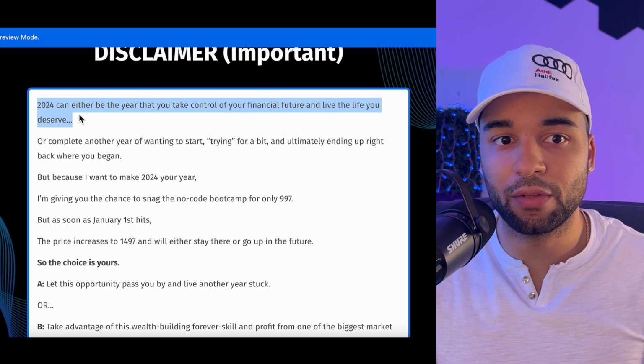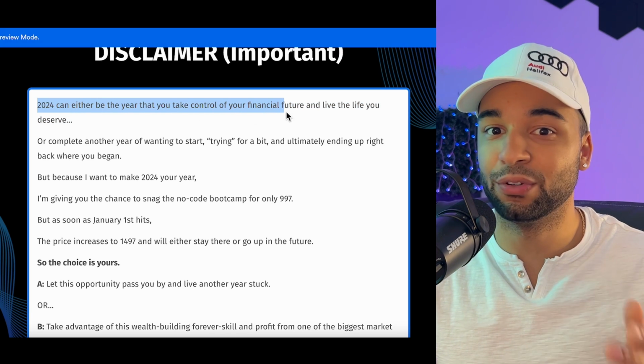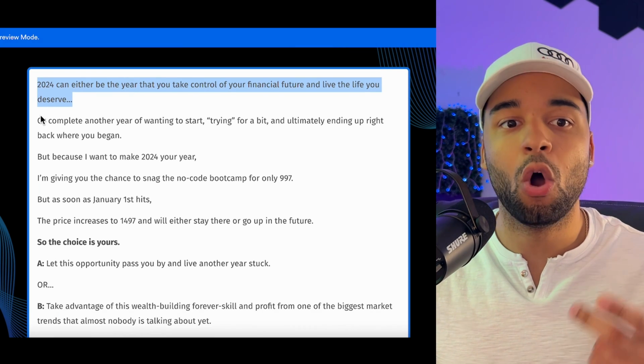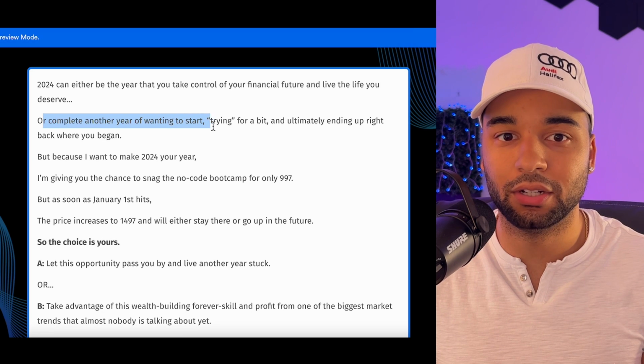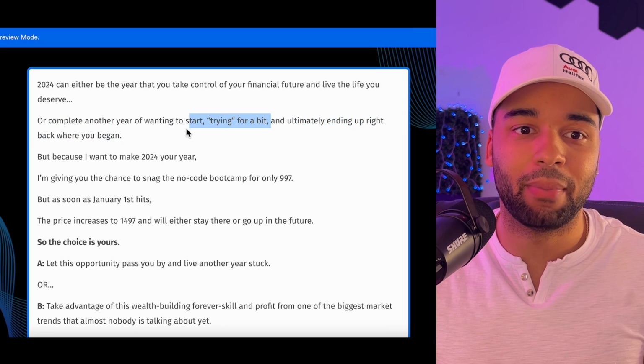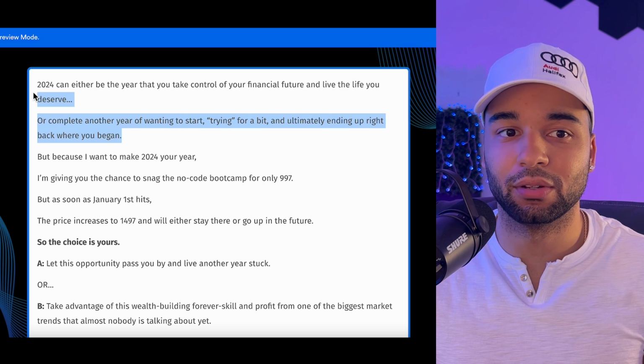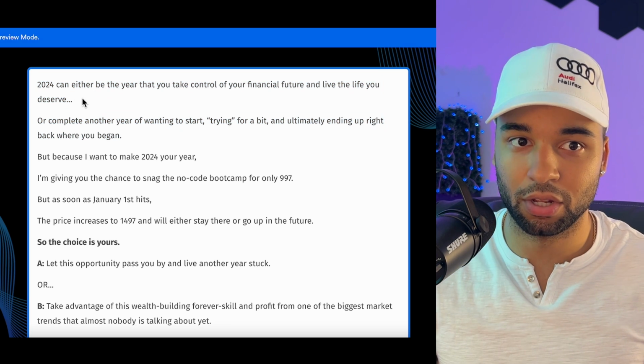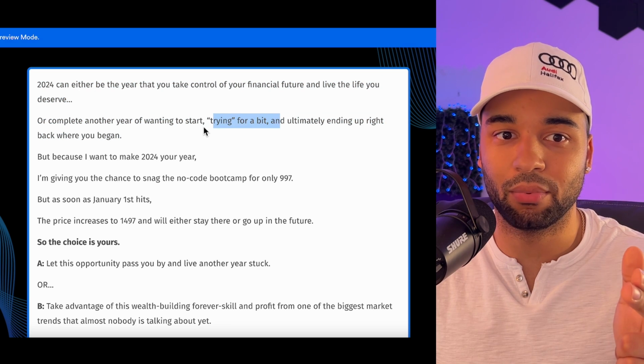the catch. 2024 can either be the year that you take control of your financial future and live the life that you deserve, or complete another year of wanting to start, trying for a bit, then ultimately ending up right back where you began. So this is essentially my crossroads close. You can do this, or you can end up exactly where you started.